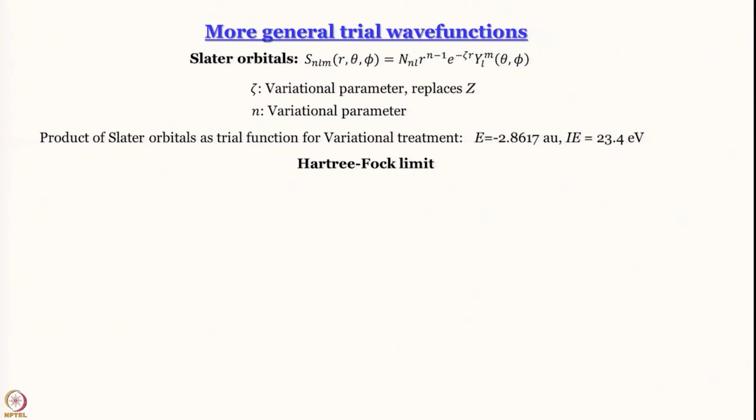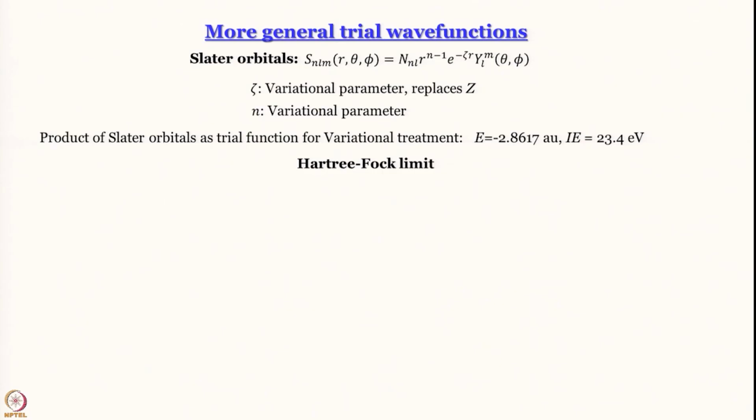Okay. And again, what kind of a problem is it? It is a minimization or an optimization problem. I have 2 parameters, zeta is one, n is the other. I need to minimize energy with respect to zeta as well as n. So, you know how to do it: take the derivative, in this case the partial derivative, and equate it to 0.